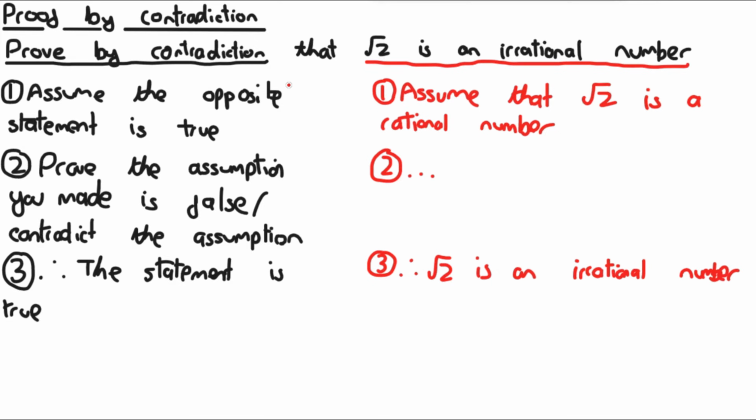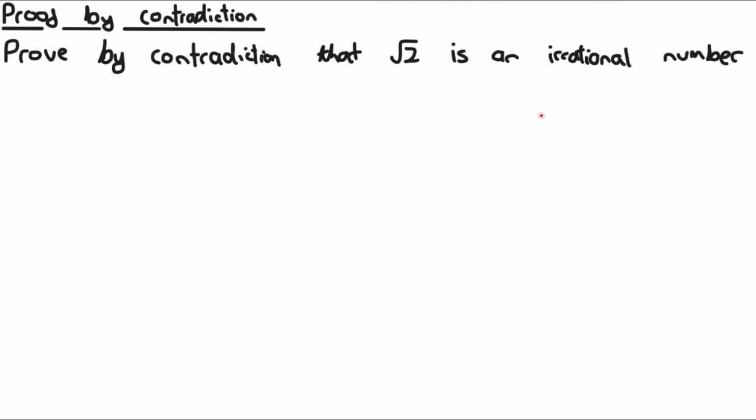So that's the template for all questions like this. You assume the opposite statement to what you're trying to prove is true, then contradict that and prove that it is false, so therefore the opposite is true, and so the original statement is therefore true. So let's go through this example. Let's prove by contradiction that root 2 is an irrational number.